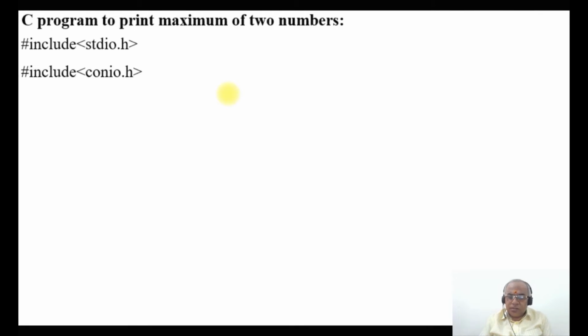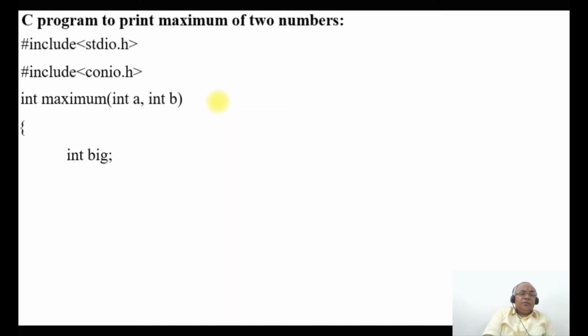I will include stdio.h and conio.h, which are the header files. First I am going to define the function. I want to enter two numbers, which I will call A and B, and check which is the maximum of these two. The numbers I am entering are integer values, so naturally it should be int A and int B, the maximum of int A and B.